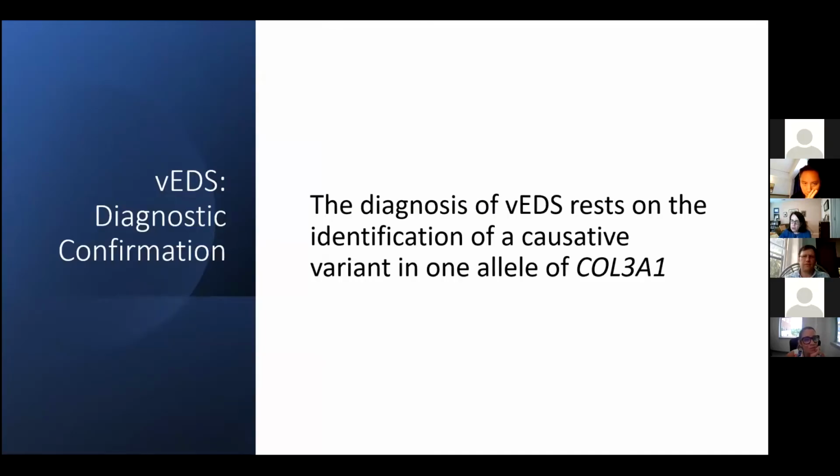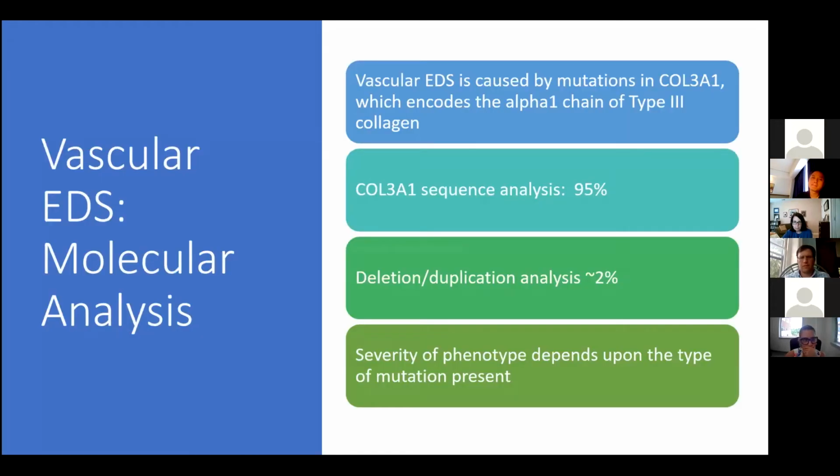So the diagnosis of vascular EDS rests on the identification of a causative variant in one allele for COL3A1, which is a gene encoding type 3 collagen.